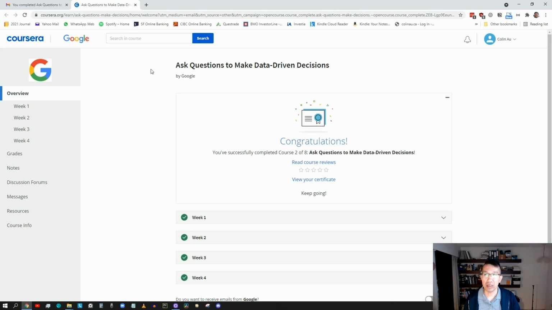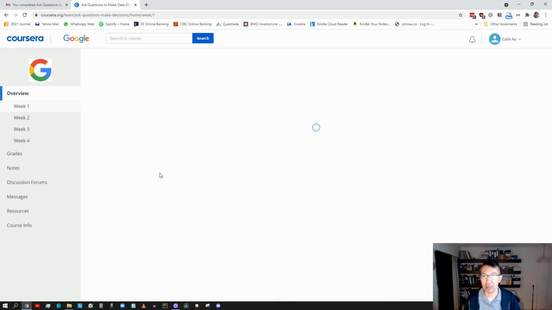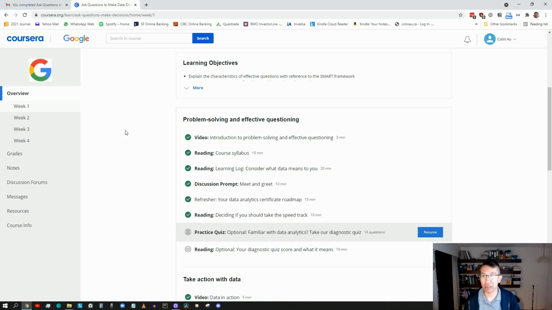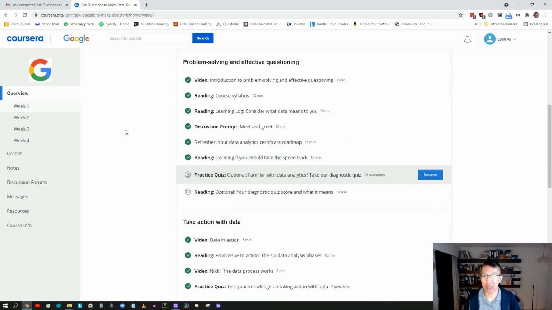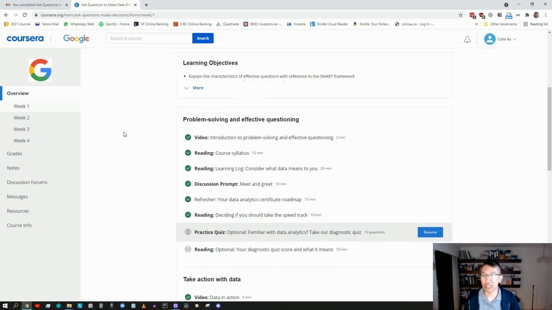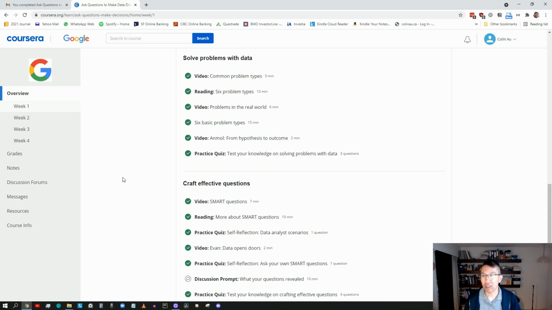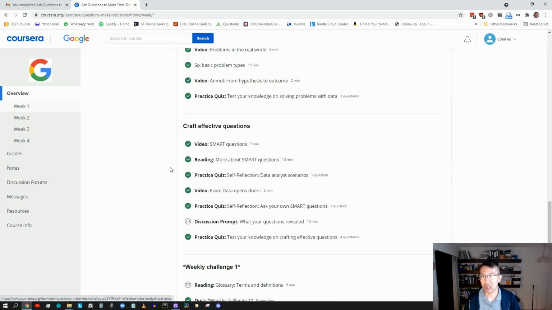And so we're at the second module of the Google Data Analytics Certificate, and we're going to talk about asking questions to make data-driven decisions. Week one, give it a second here. We're going to cover problem solving and effective questioning. Always nice to have when you're making data-driven decisions, actions to take with data, problems to solve with data, and crafting effective questions, SMART questions, similar to SMART goals: specific, measurable, actionable, realistic, and timely.